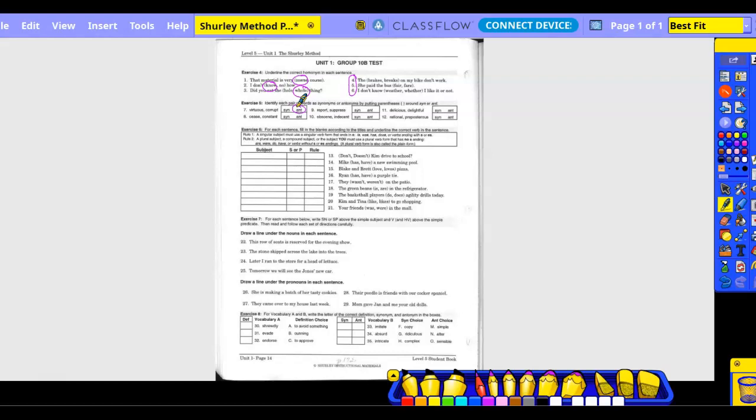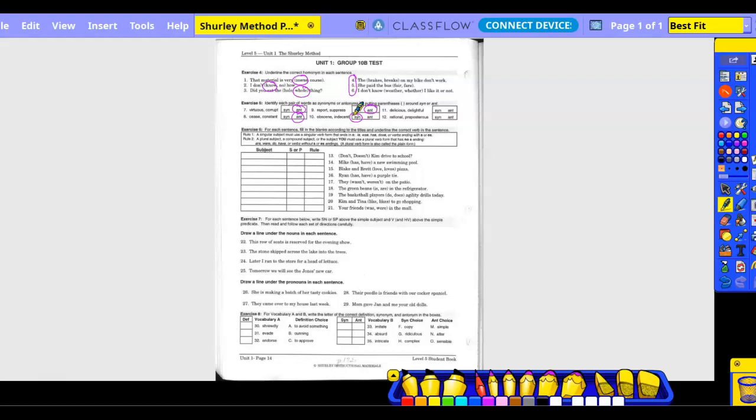Cease, constant. Antonyms, because cease means that it stops. Constant means it just keeps going. Report, suppress. They're antonyms because reporting means you tell someone. Suppress means you hold it in. Okay. Number 10. Obscene, indecent. They're synonyms because both of them mean that it shouldn't be viewable or should not be seen.